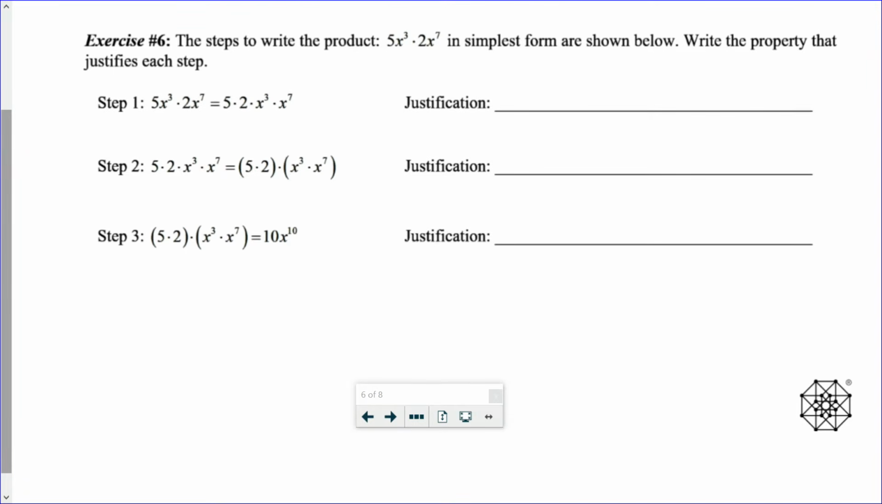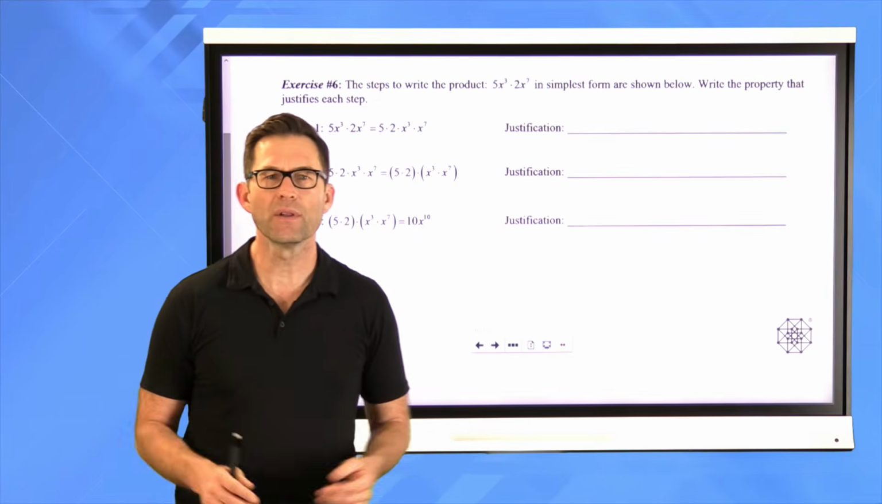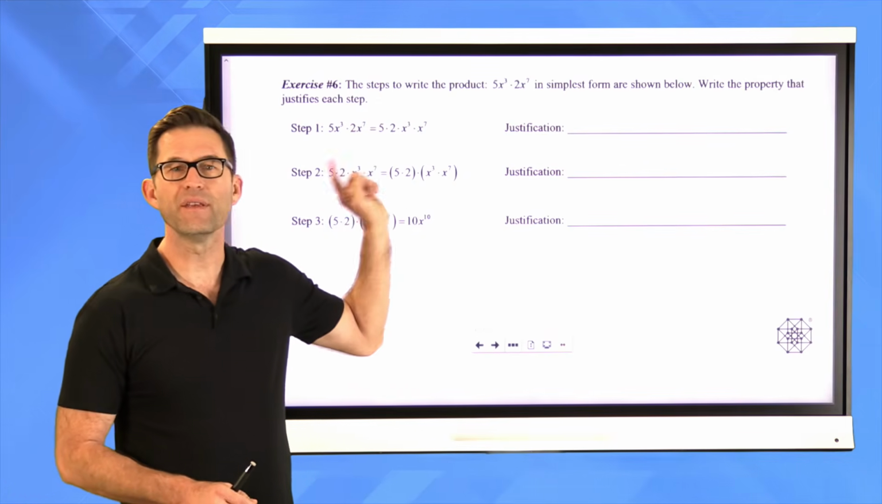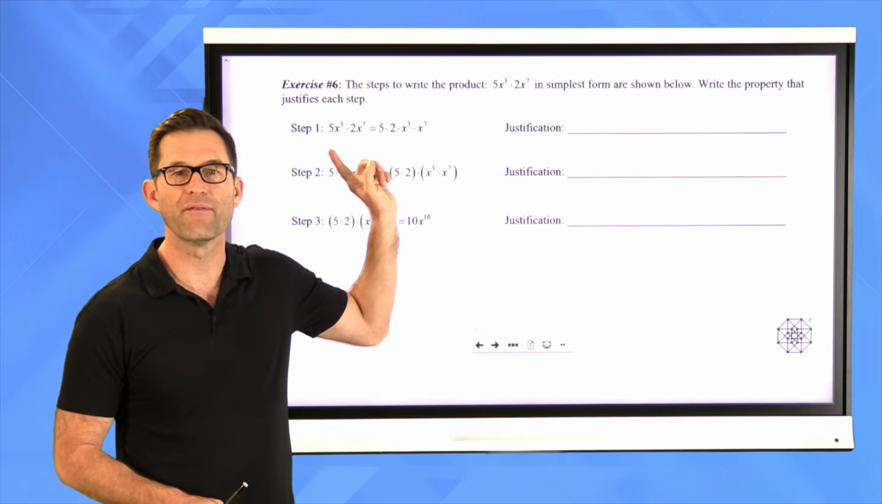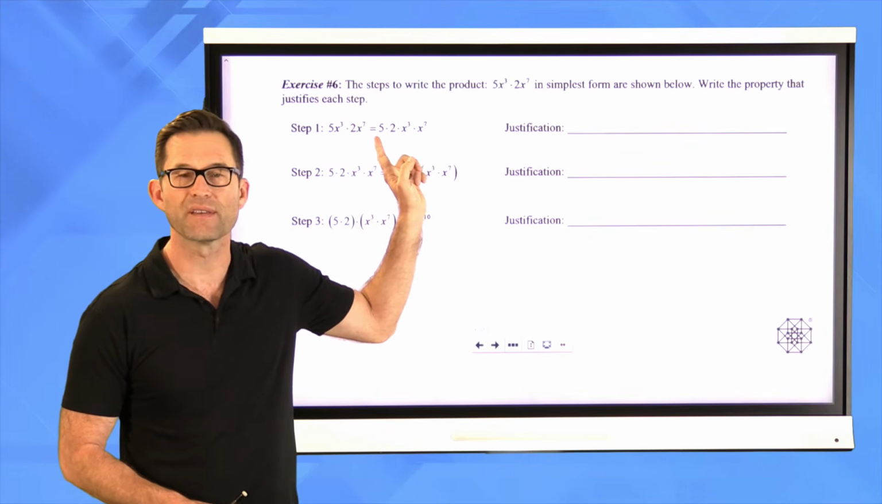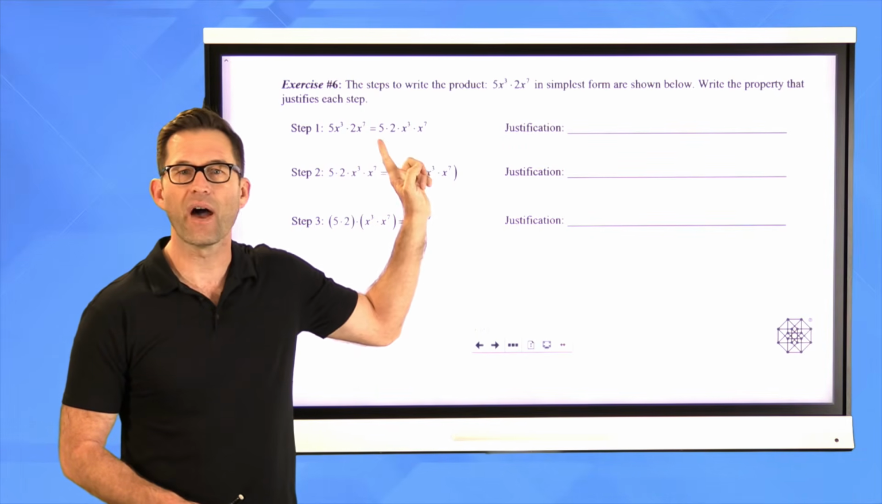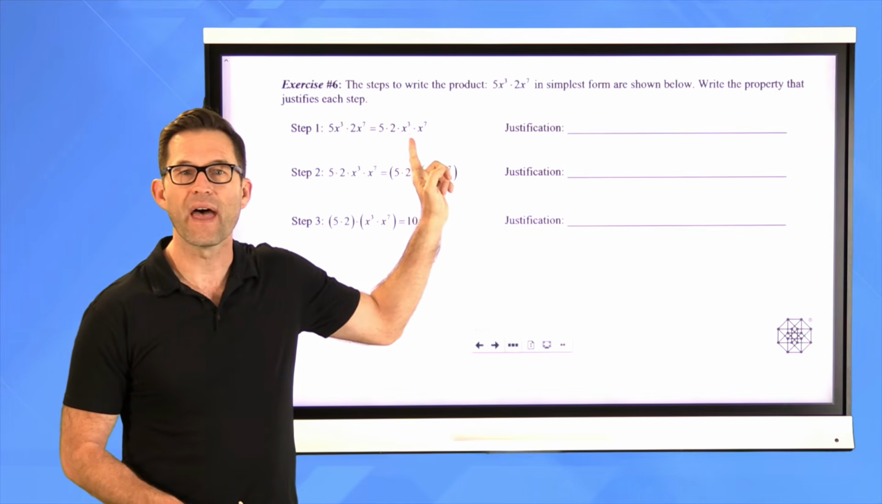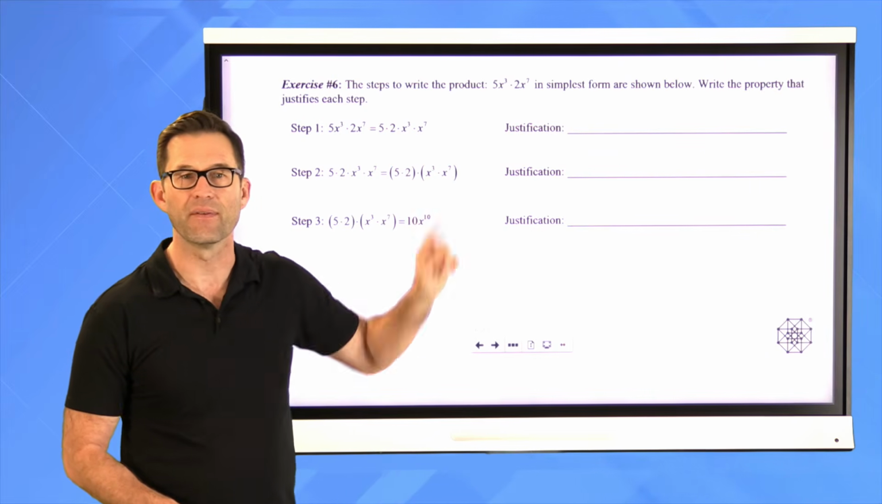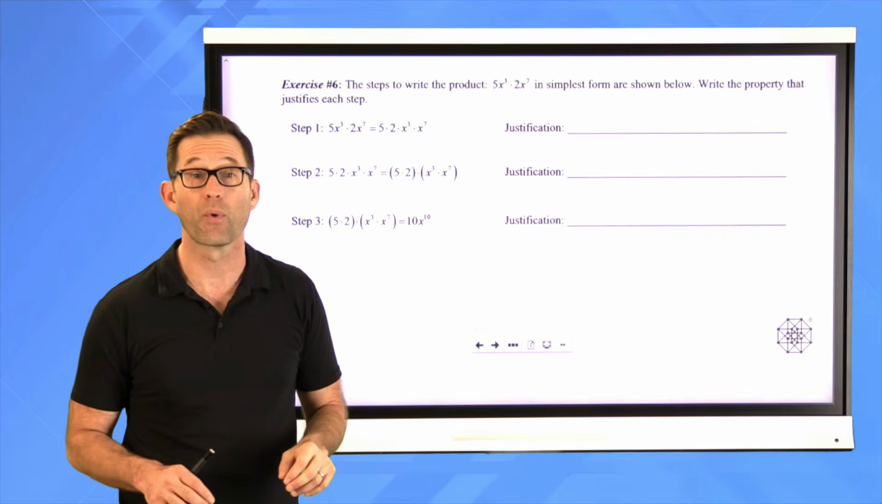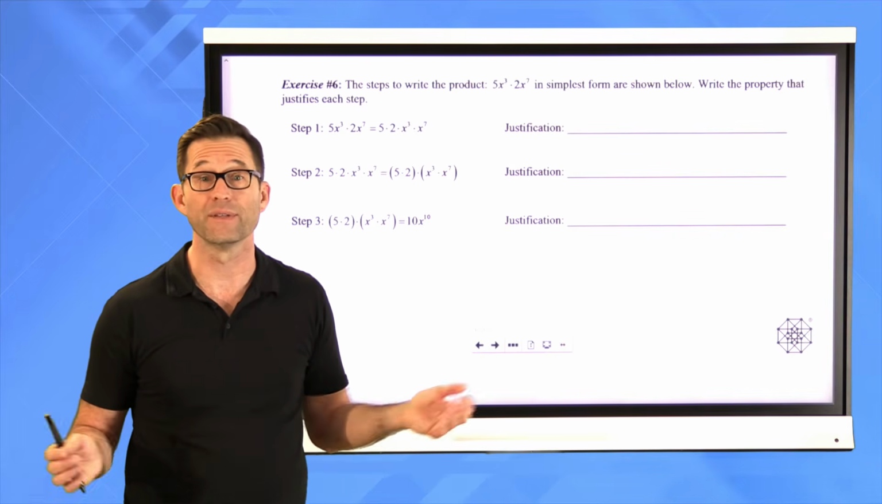The steps to write the product 5x to the 3rd times 2x to the 7th in simplest form are shown below. Write the property that justifies each step. All right, so let's talk about these in turn. We've done these kind of justifications before. I've got 5x squared times 2x to the 7th, and I've rewritten that as 5 times 2 times x to the 2nd times x to the 7th. And again, I know that that's a little bit small on the board. Think about how it is for me. I can barely see.